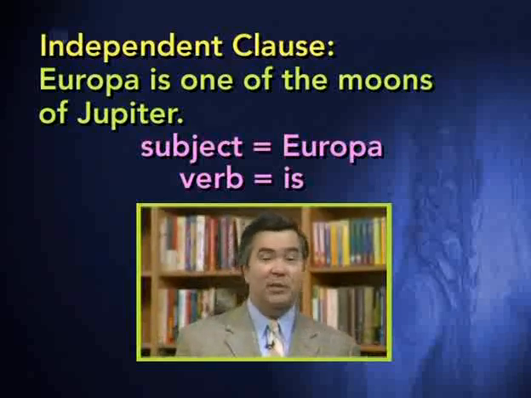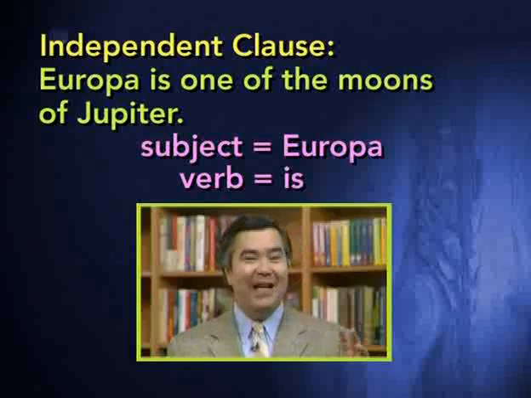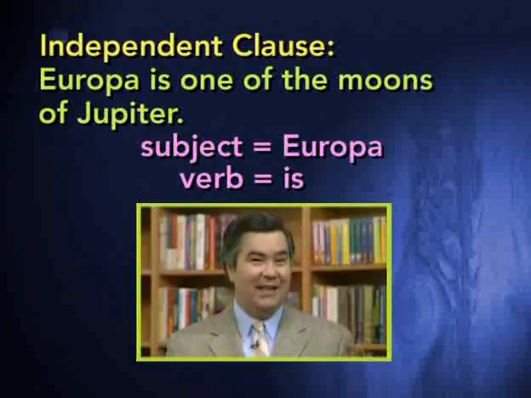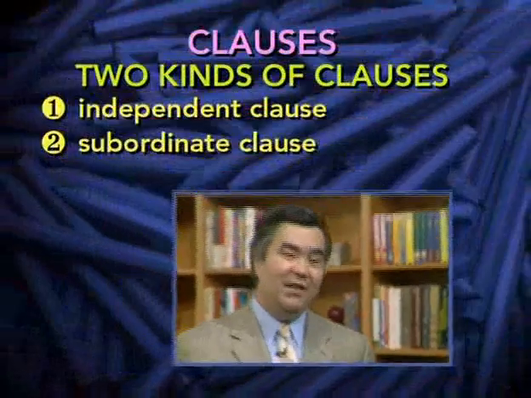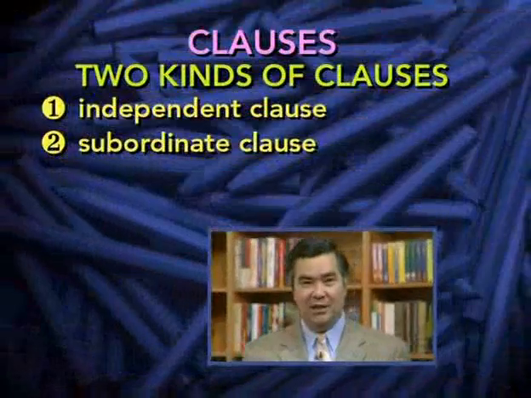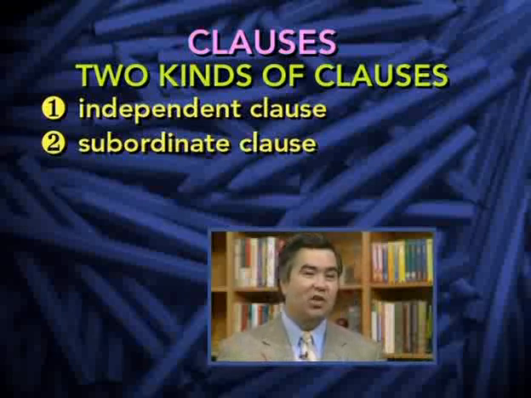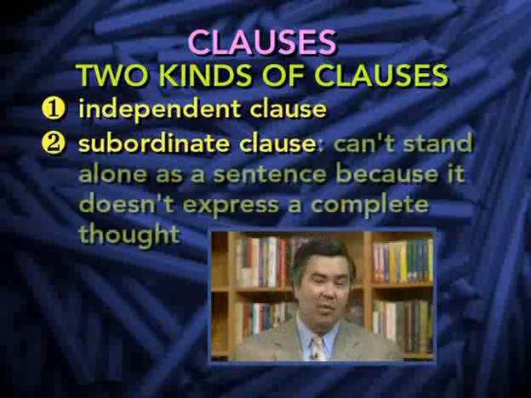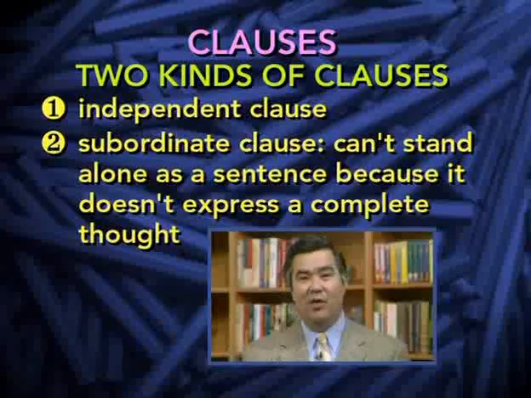So this is a clause because it contains both a subject and a verb. It's also a sentence because this happens to be an independent clause, a clause that is able to stand alone as a sentence because it expresses a complete thought. Well, if an independent clause can stand alone as a sentence, what do you call a clause that cannot stand alone as a sentence? The answer is a subordinate clause. The word subordinate means following or less important than, and this describes what these clauses are like. A subordinate clause can't stand alone as a sentence because it doesn't express a complete thought.